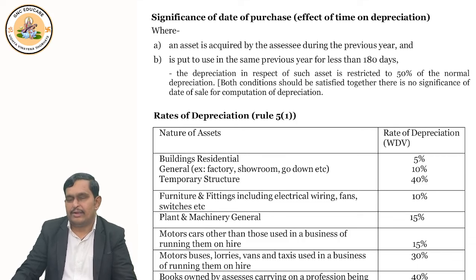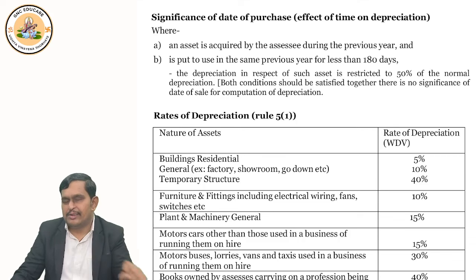I'll tell you one more thing. Suppose you purchased the asset on 1st July 2024, right? And you put to use the asset on 1st Jan 2025. So when we count the 180 days, we should check from the date of purchase or from the date of put to use. What should be considered?